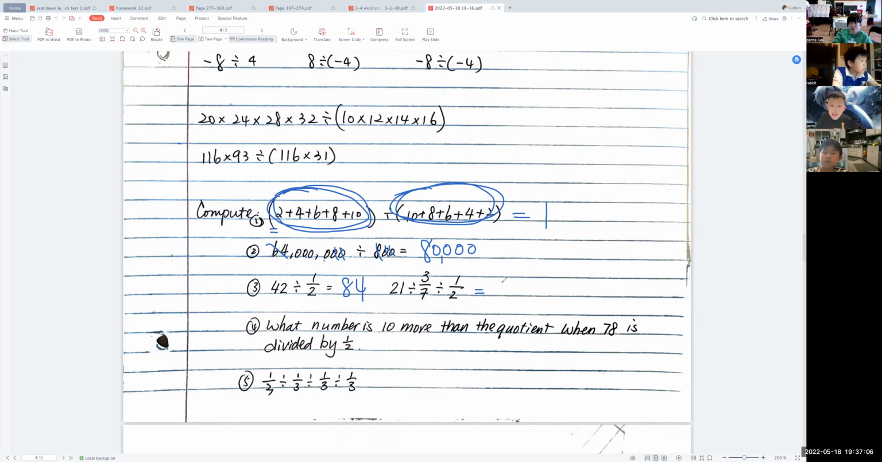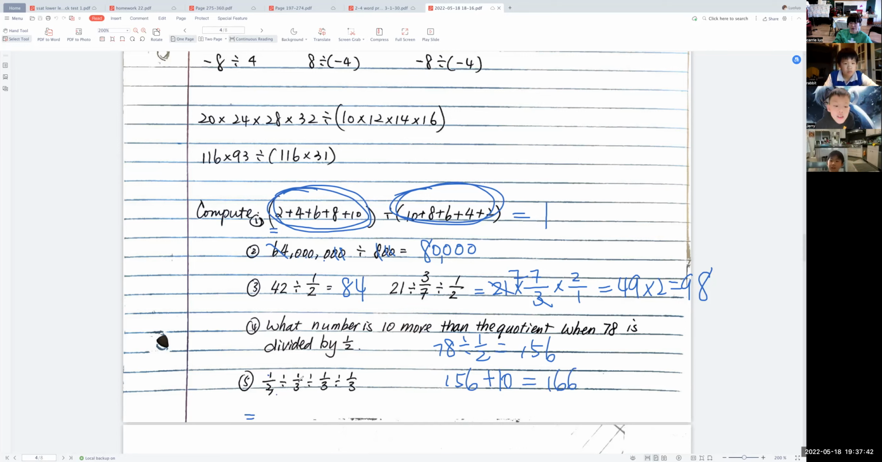So let's take a look at this one. 98. So this one, 21 times 7 over 3 times 2 over 1, equals 49 times 2 equals 98. Okay, next one. What number is 10 more than the quotient when 78 is divided by half? So 78 divided by half equals 156, and 156 plus 10 equals 166.